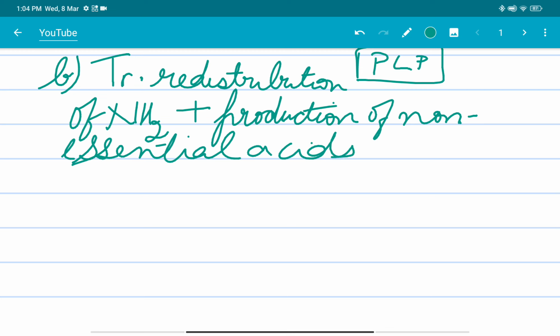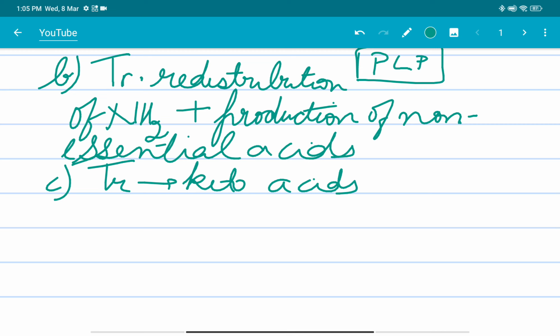Fine. Next, the transamination process will divert the amino acid towards energy formation. How can we conclude that? Look, the transamination process will lead to the formation of keto acid, and we have already discussed the functions of keto acids. The function of keto acid also includes the production of energy. That's why it is stated that transamination diverts the amino acid towards energy formation.